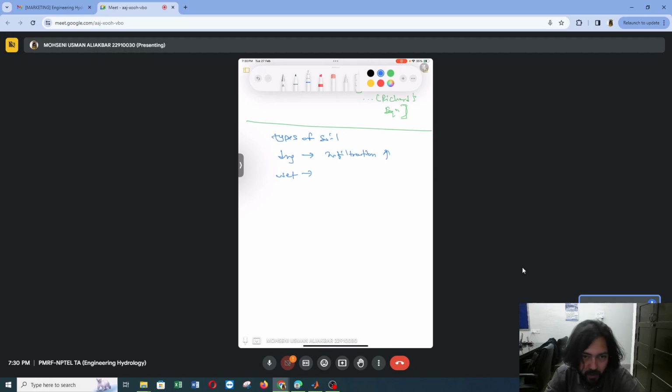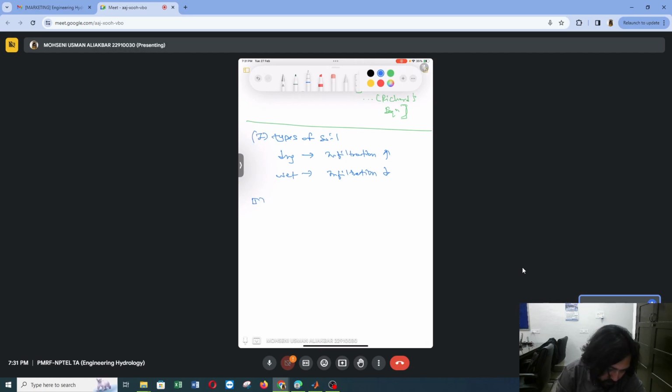But in case of wet soil, the void is already filled with some amount of water. Let us say it is 60% filled with water. In that case, there is only 40% space inside the void to be filled by water. So we can say that if the soil is wet, the infiltration will be less. So this is the first factor which is affecting infiltration.